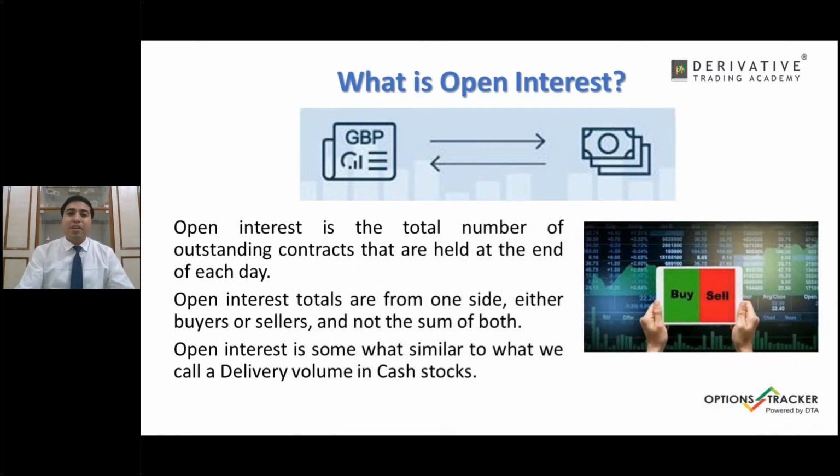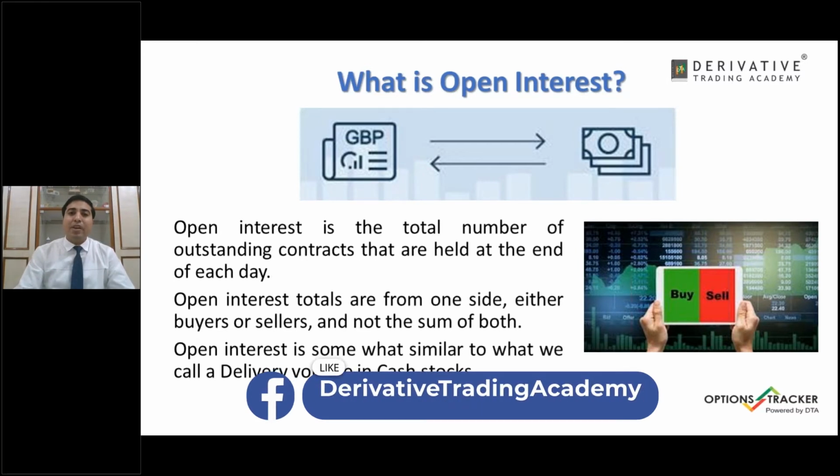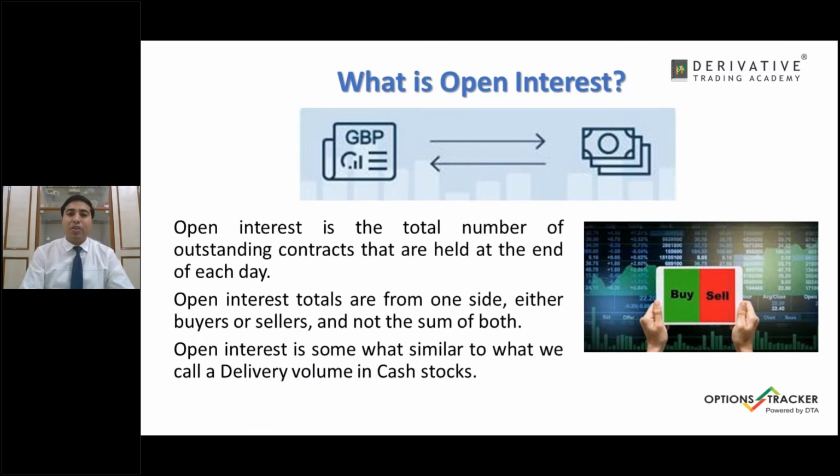Now we need to understand that when someone is buying and selling, people are having their interest in those positions. We need to understand what the flow of those positions is. First, it should be clear that open interest will happen when someone is buying and someone is selling. And this open interest is calculated on one side. Open interest is the total from one side, either buyer or seller, and not the sum of both.